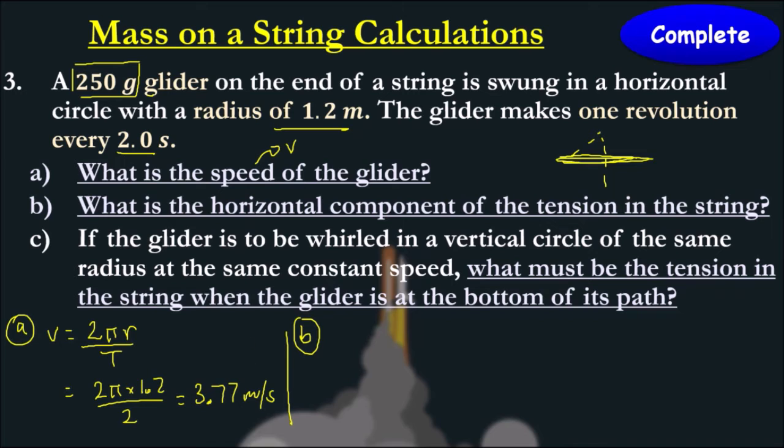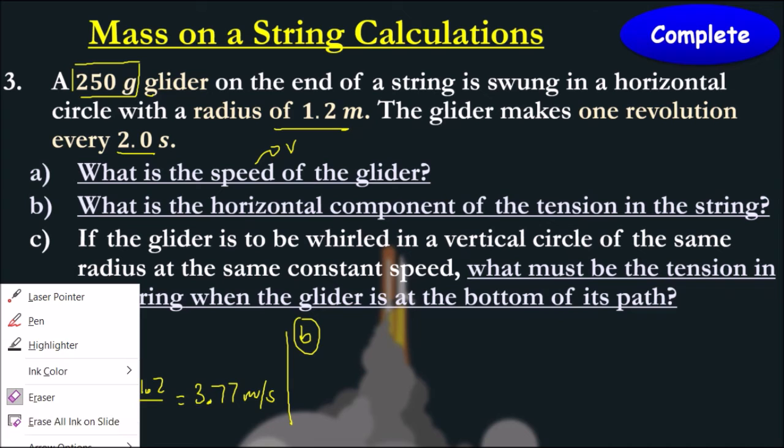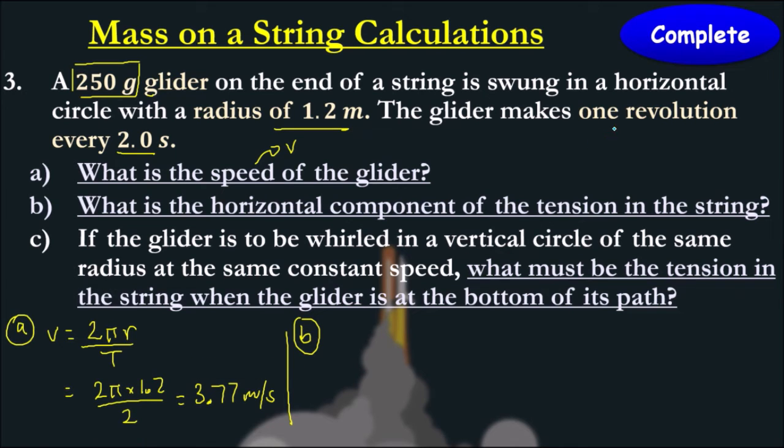For question B, what is the horizontal component of the tension force? Okay, so if I redraw this string to look a little bit easier to see. The horizontal component of my tension force is also my net force as well. So what I can do is find the gravitational force and the angle. Oh wait, I don't have the angle.